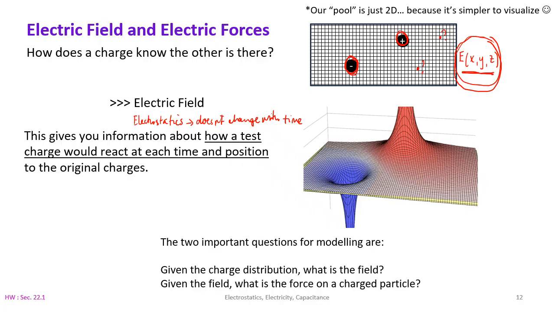So that means that we have two important questions that we try to do when we're modeling these situations. One is, given a distribution of charges, 2, 3, thousands of charges, what's the electric field? And then the next common question is, if you have been given a certain electric field, what is going to be the force on a charged particle?